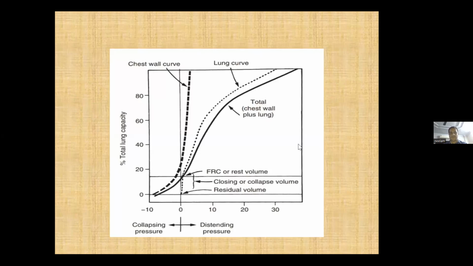This figure shows the compliance of the newborn chest wall and the lungs. If you can see, the chest wall compliance is very high, but the lung compliance is poor. This is the lung compliance graph, which is less as compared to the chest wall compliance, which is very high. As a result, the overall lung plus chest compliance is low.